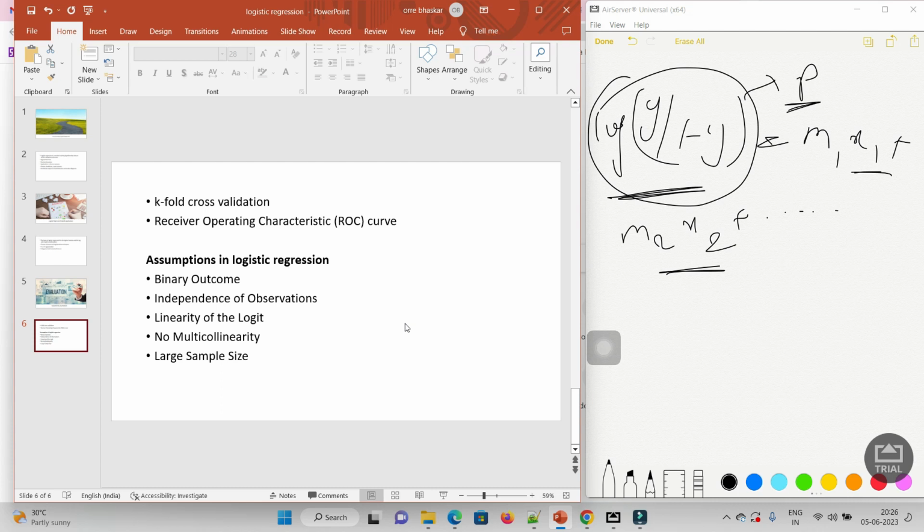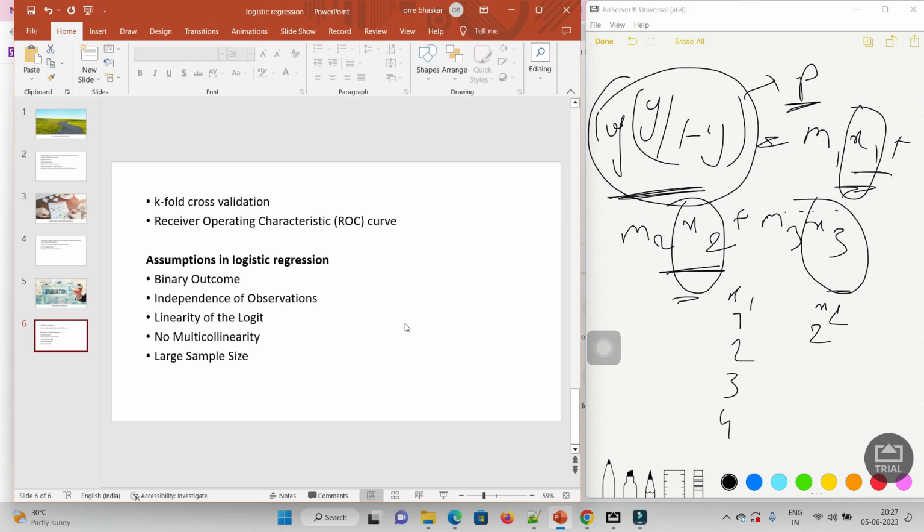Next assumption, low multicollinearity. That means x1, x2, x3, these variables should not be dependent on each other. They should be independent. I have taken this in the last video, in my linear regression example, let me repeat it one more time. Let's take x1, x2. x1: 1, 2, 3, 4. x2: 2, 4, 6, 8. Are x1 and x2 dependent on each other? Is multicollinearity violated here? Yes.